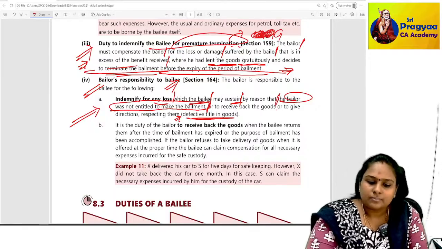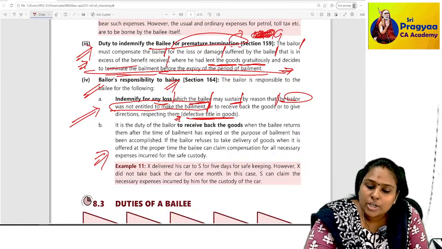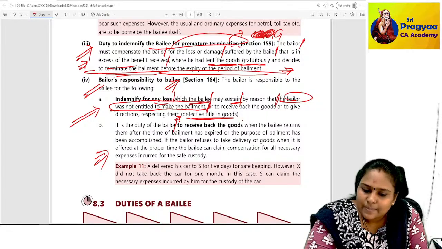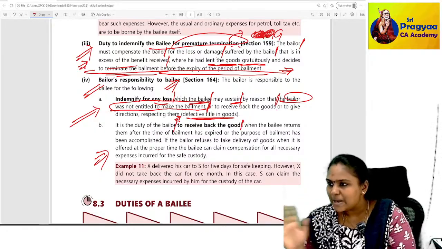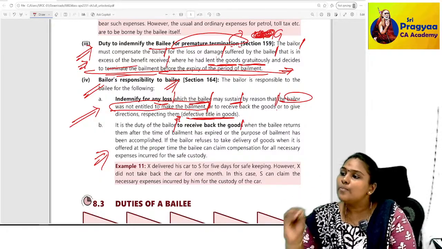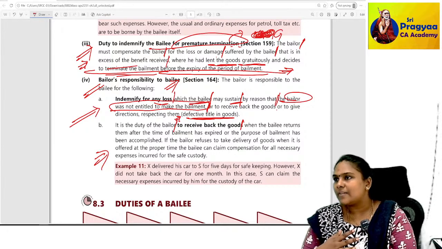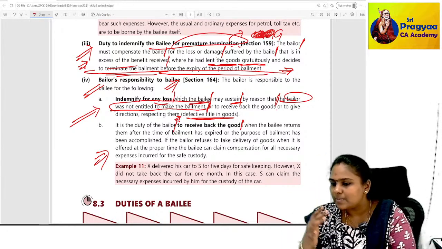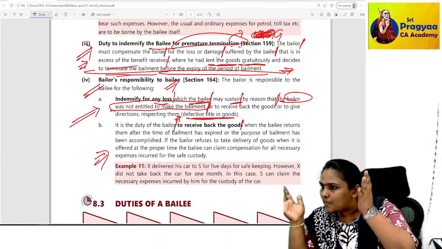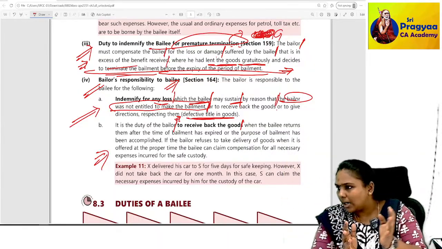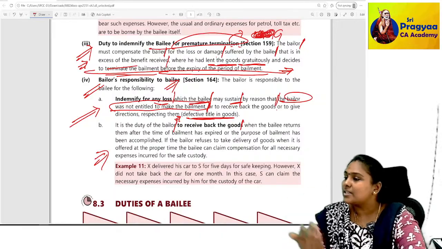Next one, what is it? It is the duty of the bailor to receive back the goods when the bailee returns the goods. Ma yes or no? Bike repair பண்ணியாச்சு, சரி machinery எடுத்துக்கோ. Machinery, see, sometimes manufacturing units, large machineries will be there. கரெக்டா? மொத்த மெஷினரி எடுத்துட்டு போக மாட்டாங்க, அந்த மெஷினரியில எந்த பார்ட்டோ அதை மட்டும் கலட்டி எடுத்துட்டு போவாங்க. அதை ரிப்பேர் பண்றதுக்கே 1 மாசம் 2 மாசம்லாம் ஆகும்.